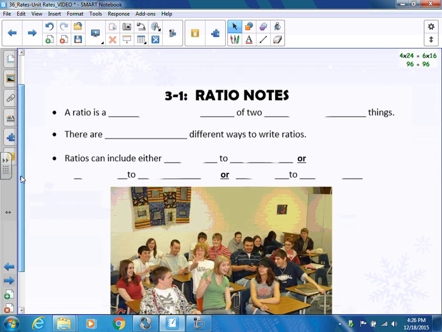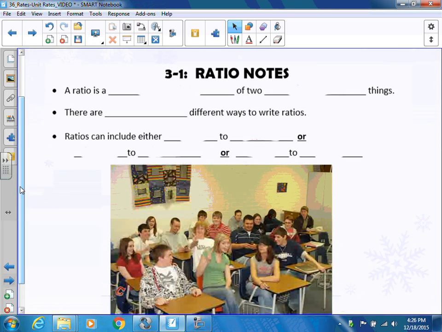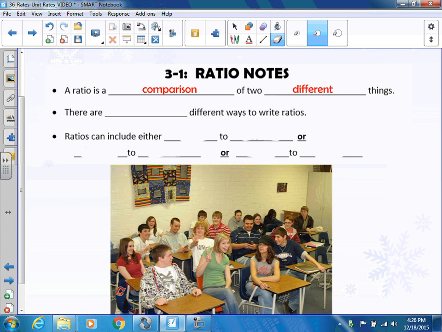So let's look at our notes. Pull out your notes. This is page 3, I'm sorry, not page 3, page 2, the top of page 2. If you think about ratios, what is a ratio? It is basically a comparison of two different things. So I could be comparing, for example, in the Nathan's hot dog contest, we compared how many hot dogs they ate and how many minutes.